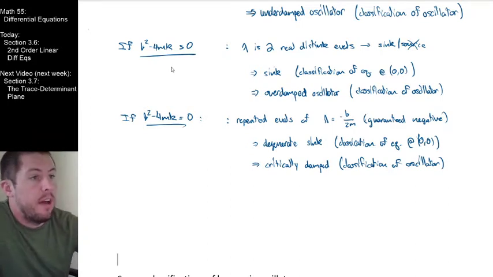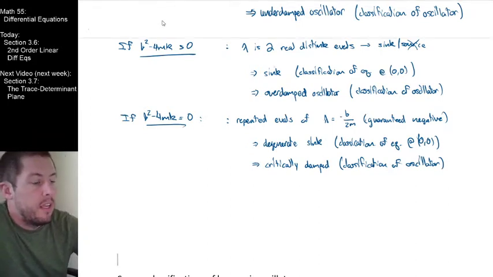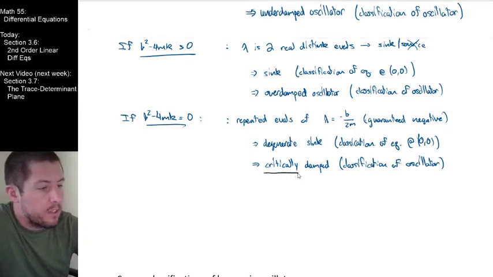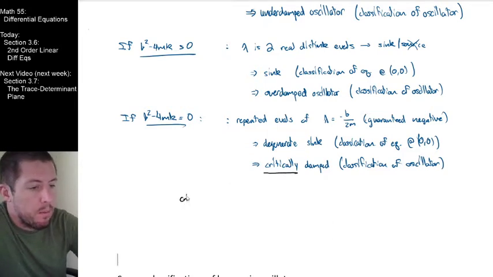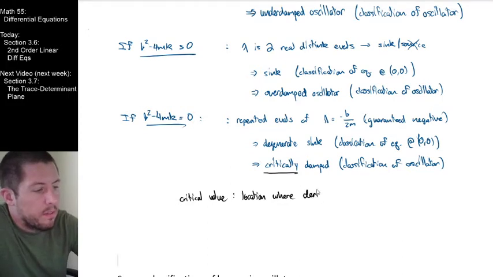Now, this word critical, you should recognize from calculus. You've seen this before. A critical point, or a critical value, is a location where the derivative switches from positive to negative.